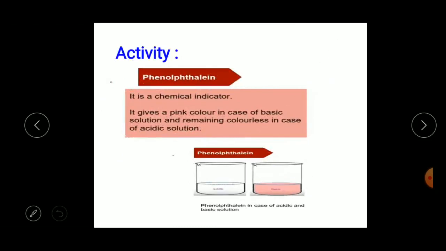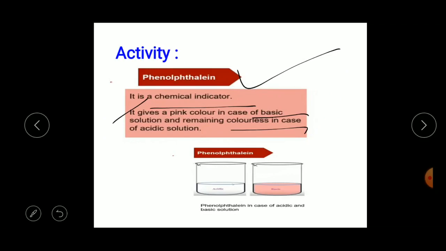Okay, let's know more about this neutralization by doing one activity. In this activity we need phenolphthalein. Do you remember what phenolphthalein is? Let us remind ourselves. Phenolphthalein is a chemical indicator, because it is a synthesized, artificial indicator, made from chemicals and usually prepared in laboratories, right? It gives a pink color in basic solutions and remains colorless in acidic solutions.